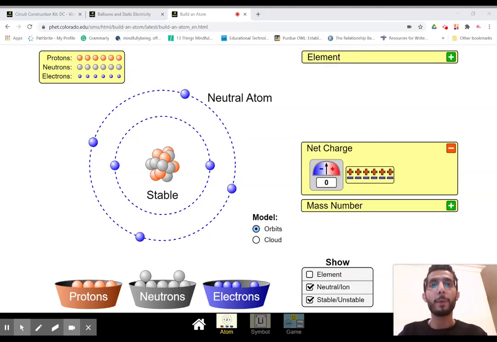Today we are going to talk about electricity. And before we start talking about electricity, we need to talk about an atom. So, an atom consists of protons and electrons.